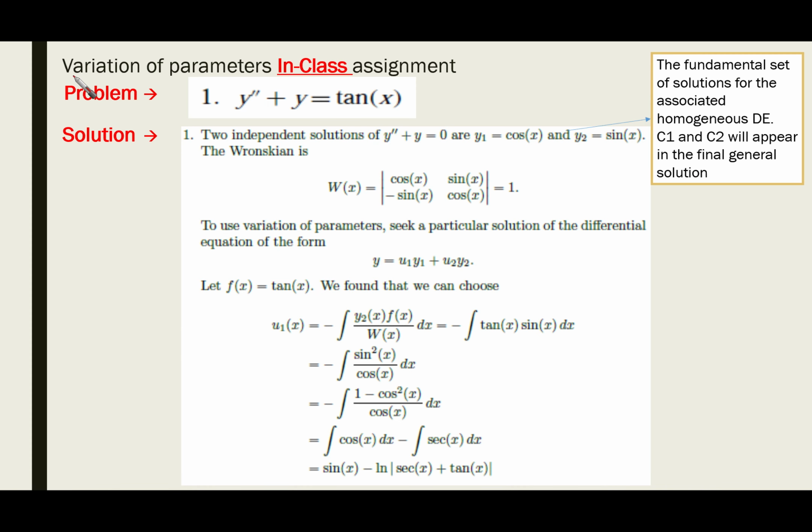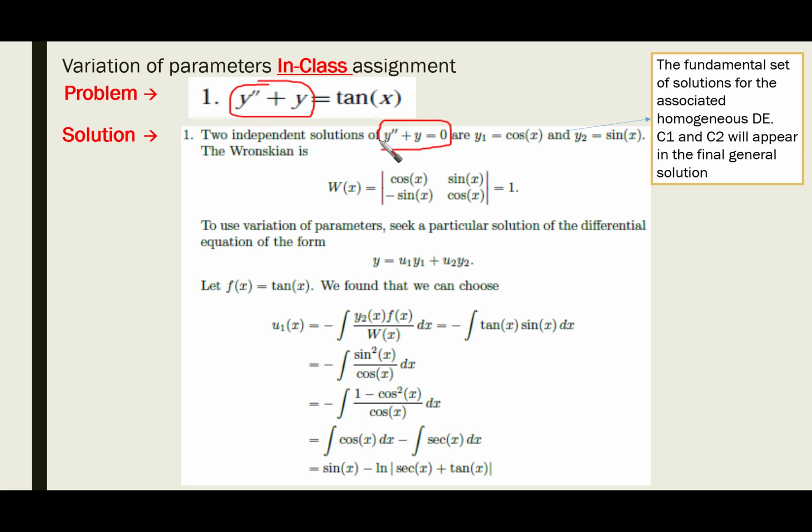Okay, let's solve these examples together. So here, this is the problem. The first problem was y double prime plus y equal to tan x. First of all, you are going to separate the left-hand side and equate it to 0.